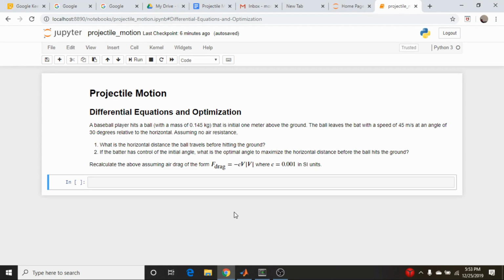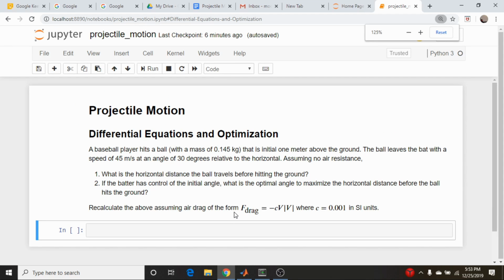So again, as I said, we're going to be doing two things. We are going to do an optimization problem where our objective function is a system of differential equations. So with that, let's get on with it. Let's switch over to our notebook and zoom in a little bit.